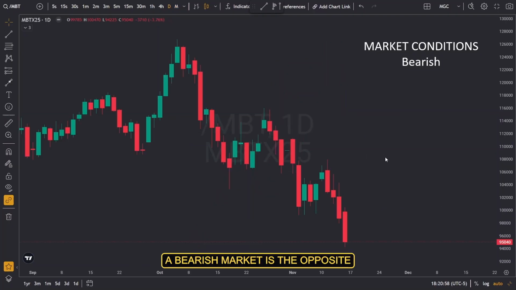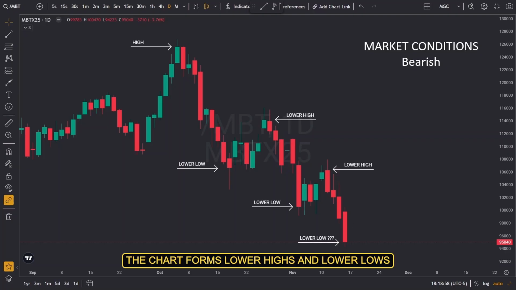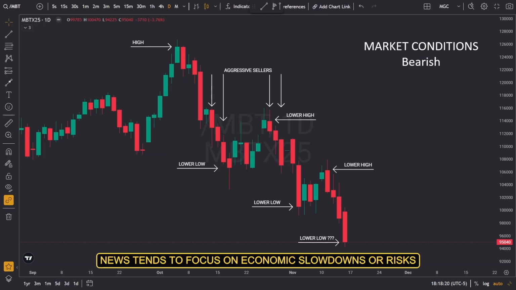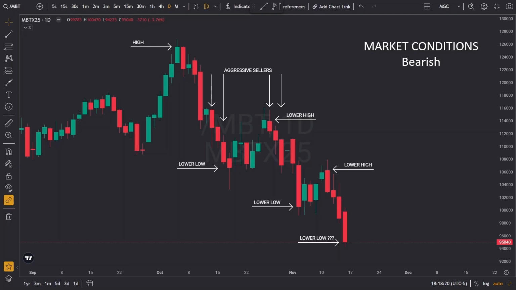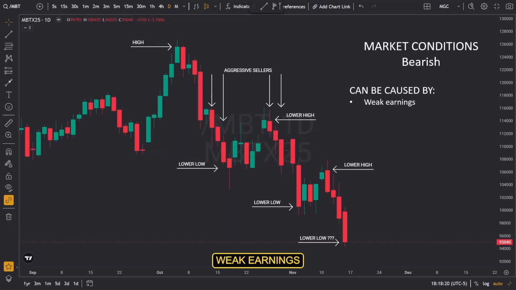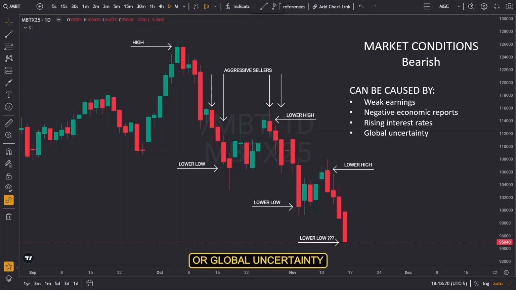A bearish market is the opposite. Prices are generally moving down. How to identify a bearish market? The chart forms lower highs and lower lows. Sellers are more aggressive. Sentiment becomes negative or cautious. News tends to focus on economic slowdowns or risks. Bearish conditions can be triggered by weak earnings, negative economic reports, rising interest rates, or global uncertainty.